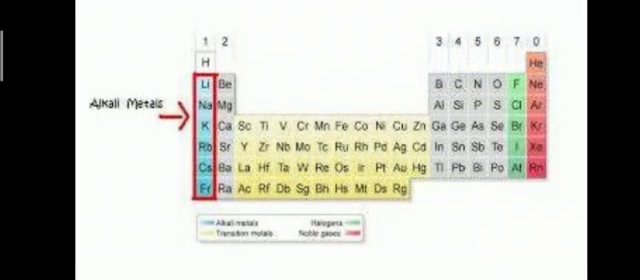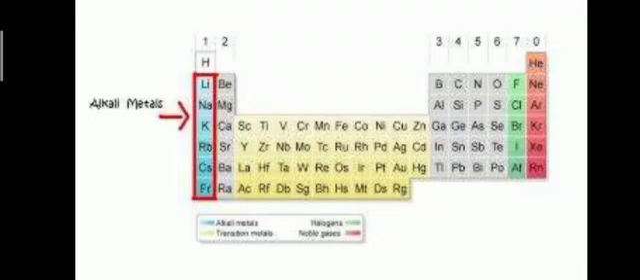Here you can see that this is the first group. Except hydrogen, all the elements are alkali metals. They belong to group 1 of the periodic table. It means that their valence shell contains only one electron. The one electron of the outermost shell will be lost and the atom becomes a positive ion.